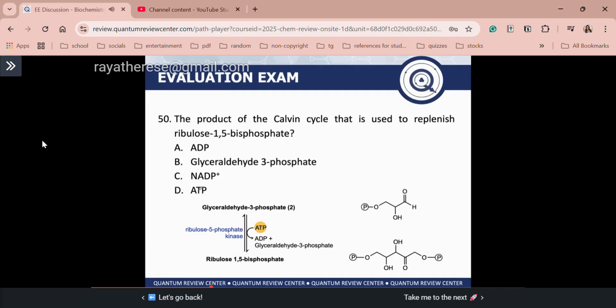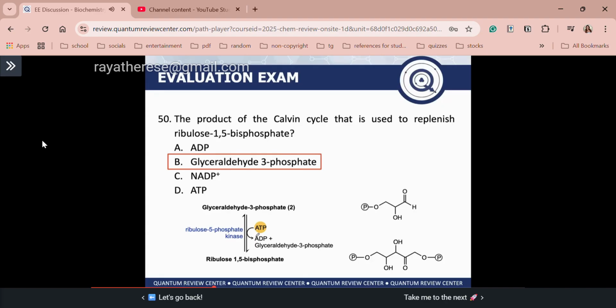Okay, so this is through a condensation reaction. Sir, why not ATP? That's also needed. Okay, check and read and comprehend the question carefully. It says product of the Calvin cycle also. So we can limit our answer here to letter B. Again, this is our direct product coming from your Calvin cycle. Alright, again, for number 50, our answer is letter B, glyceraldehyde 3-phosphate. Is number 50 easy? Yes sir, as long as you know the substrates.